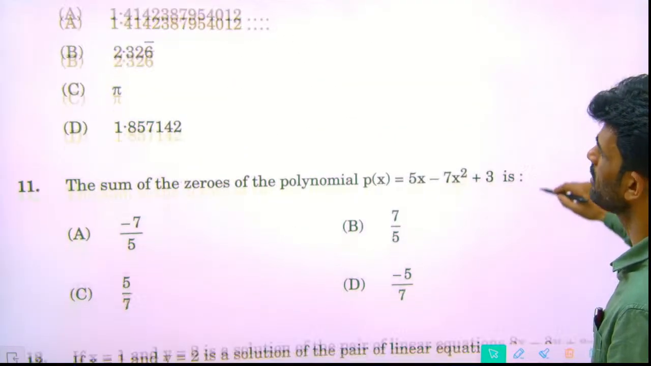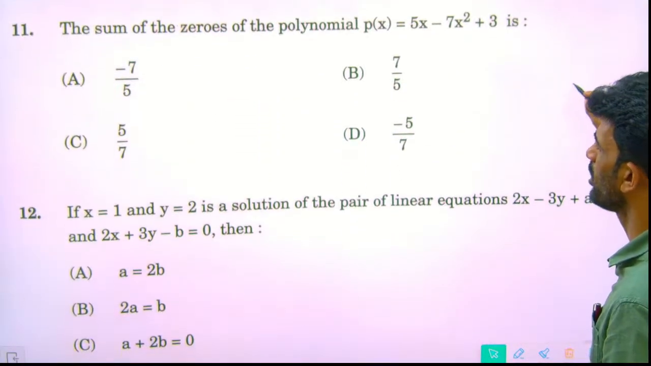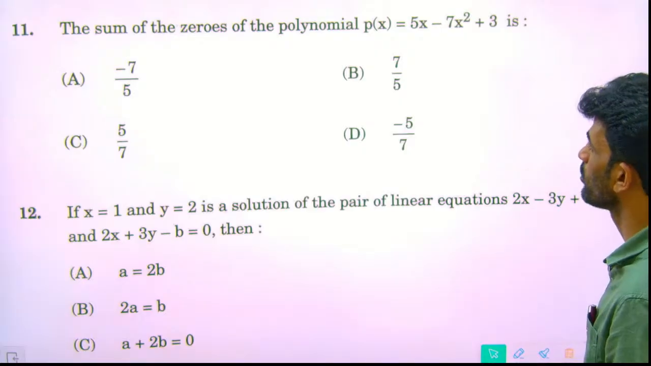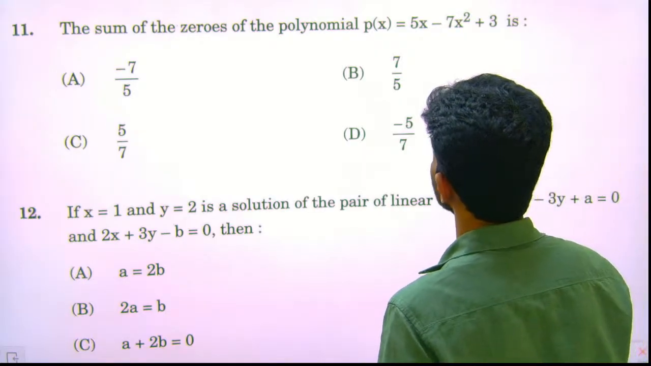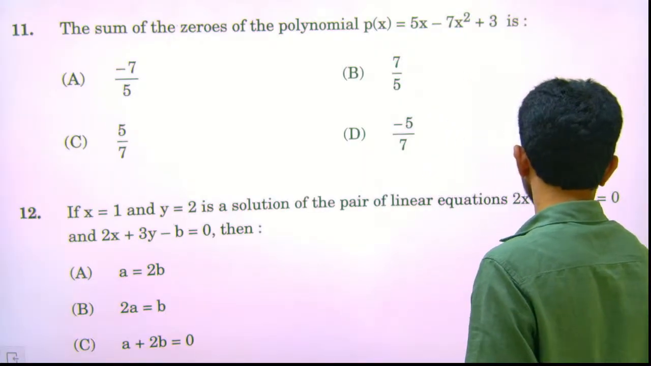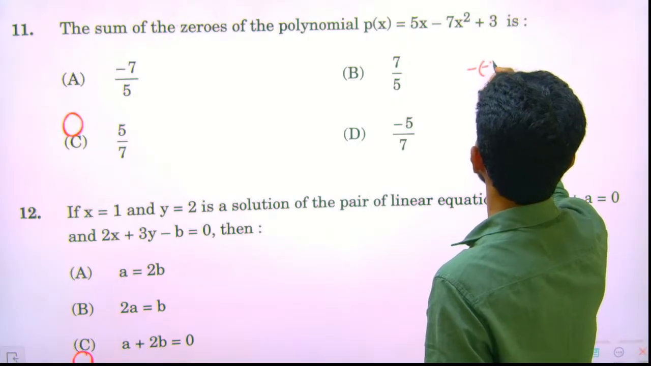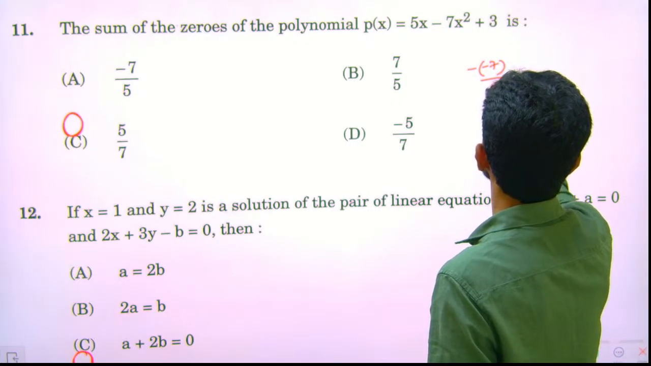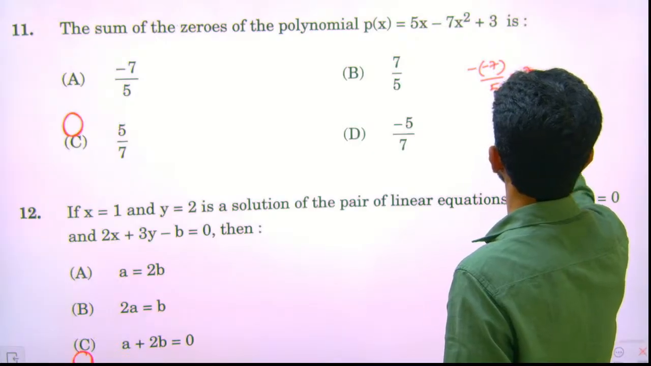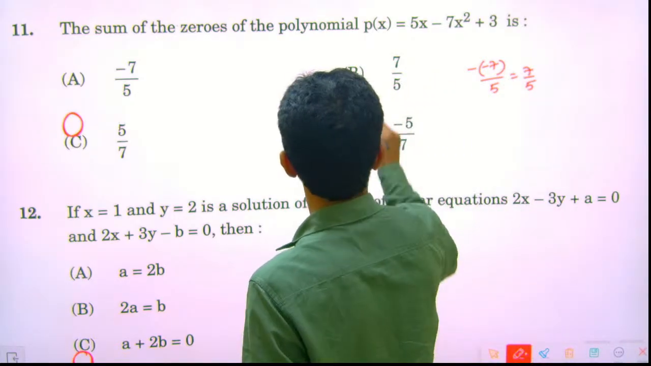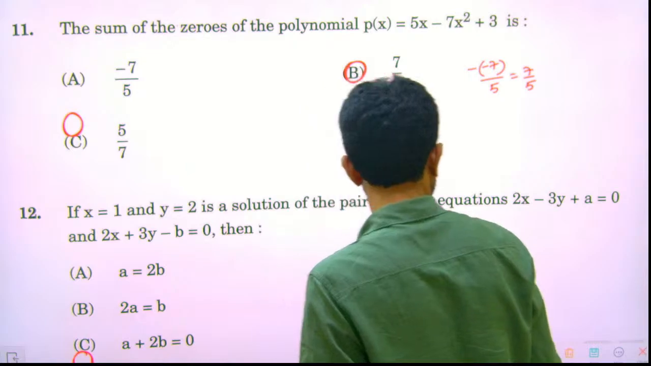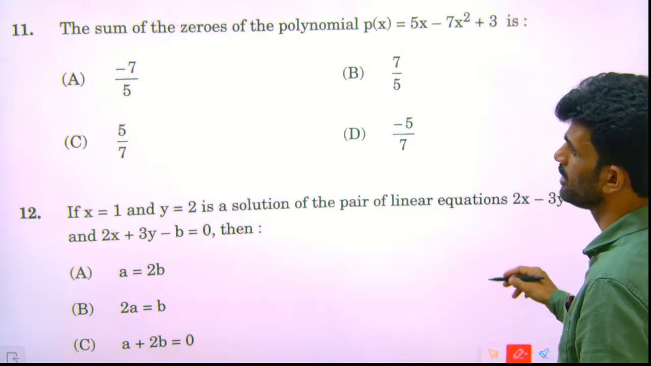Question number 11, this was not done before. They are asking for the sum of zeros of the polynomial. Very simple. Sum of the zeros of the polynomial is minus b by a. So minus of minus 7 by 5, which is equal to 7 by 5. Option B is correct. Question number 11, option B.